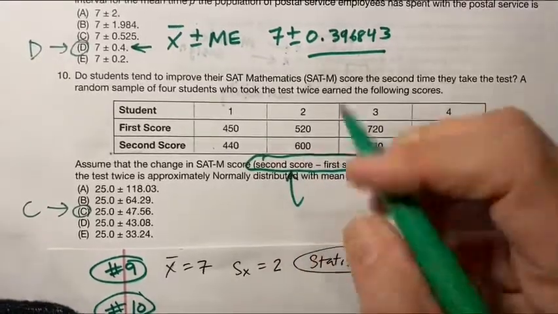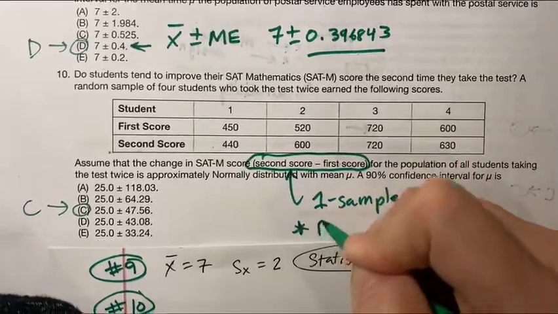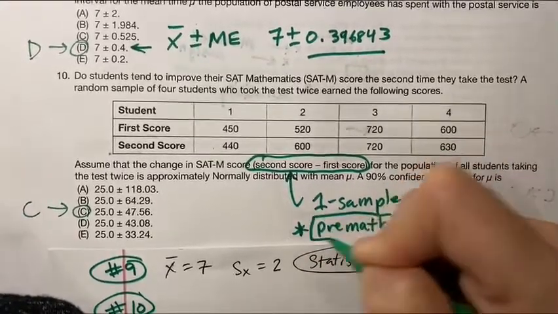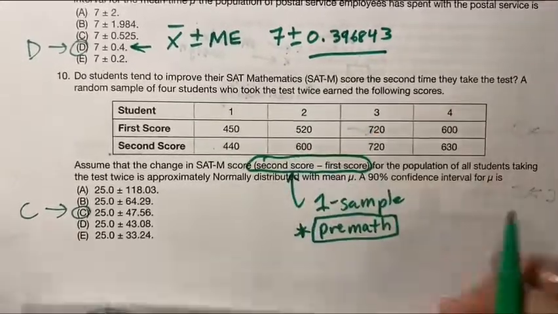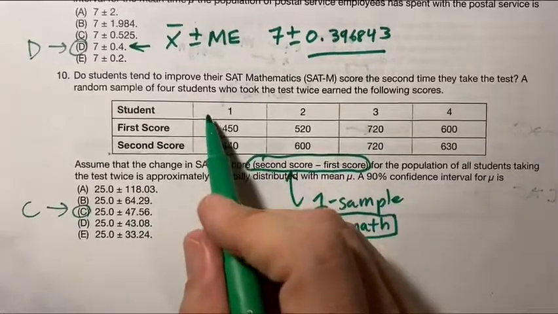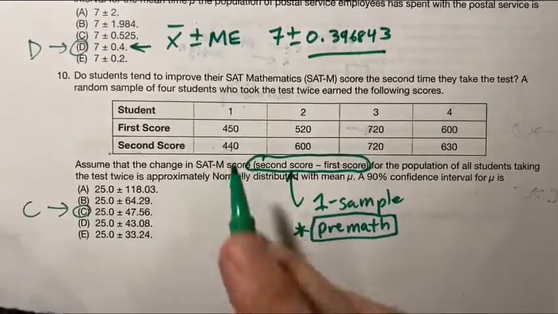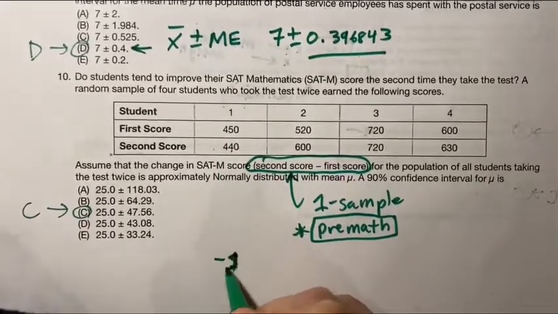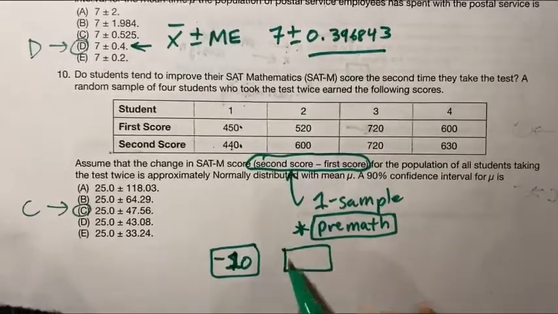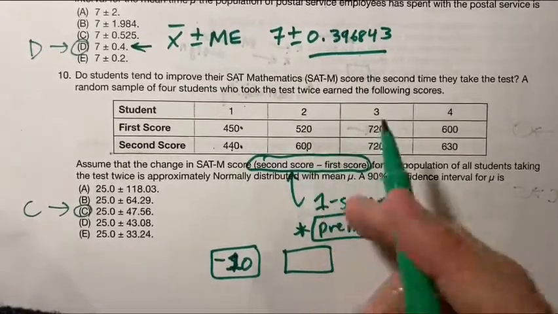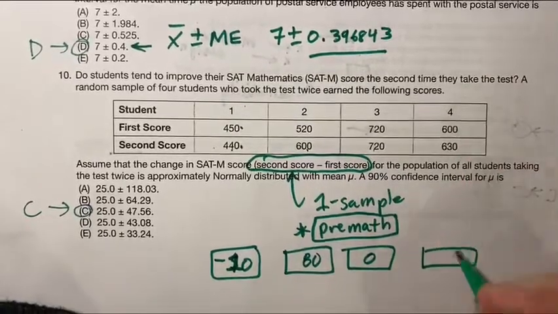So this question is really just a one sample, but they asked you to do a little math ahead of time. I call that pre-math. Before you do math, do a little math. I need to find the real data they've asked me to figure out. For student 1, second score minus the first score is -10. For student number 2, second minus first, I get 80. Second minus first, I get zippo. Second minus first, I get 30.